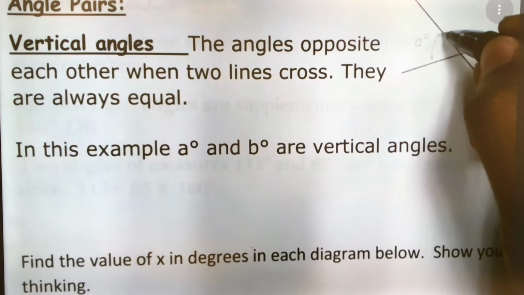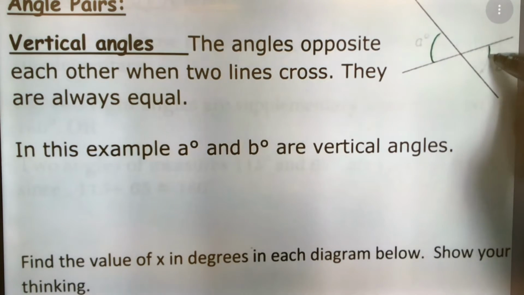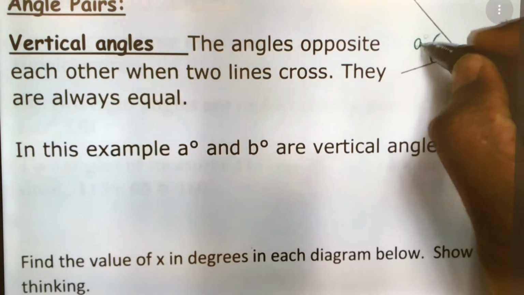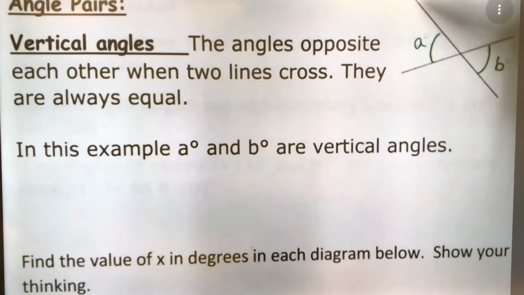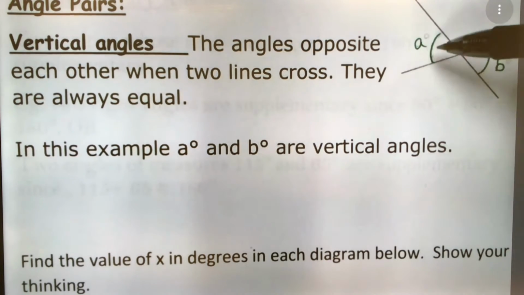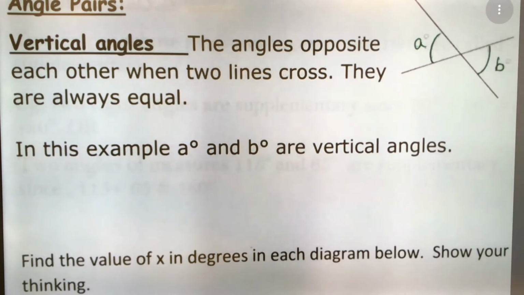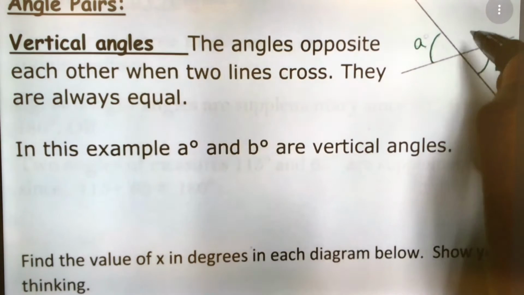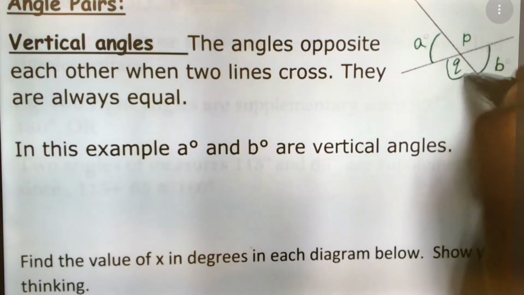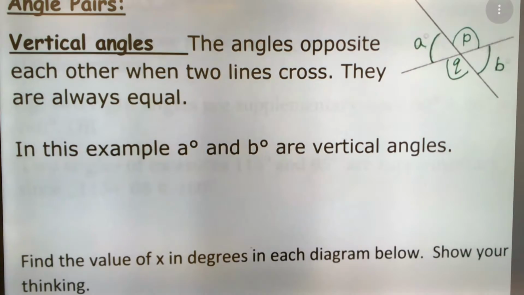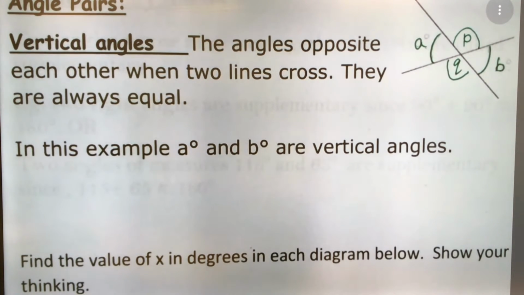So here is one angle. I'm naming this angle A and this angle B. So angle A and angle B are the vertical angles. These two lines are crossing each other, so the opposite angles are the vertical angles. If I name the other angles P and Q, these two angles are also opposite, so they are also vertical angles. An important property of vertical angles is that they are congruent.